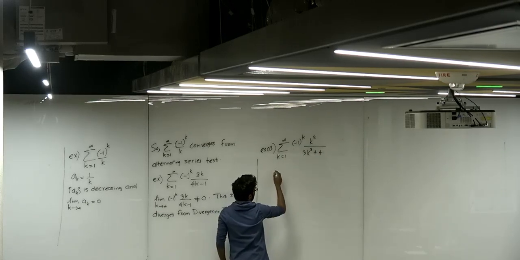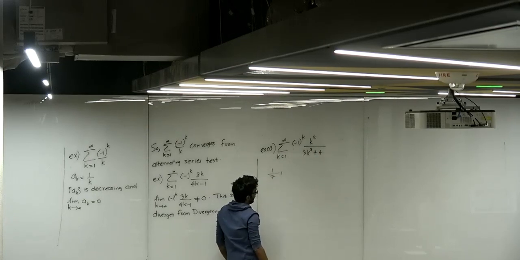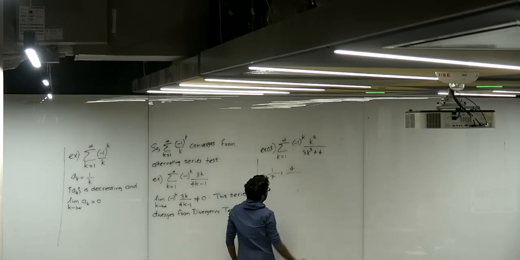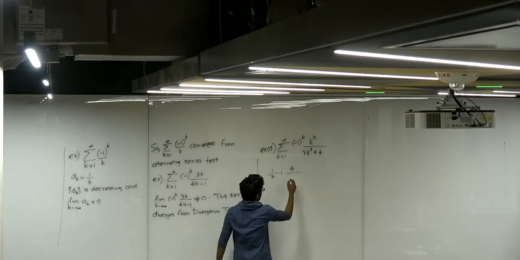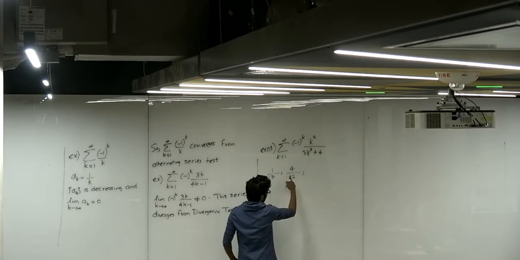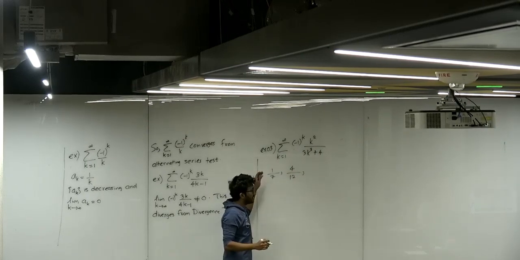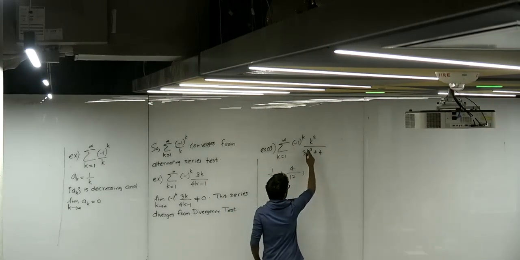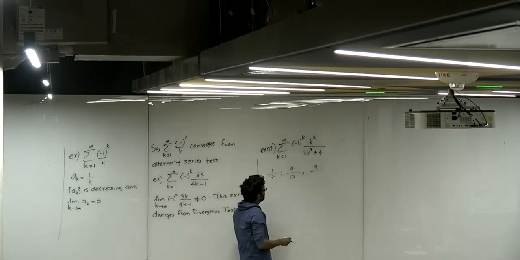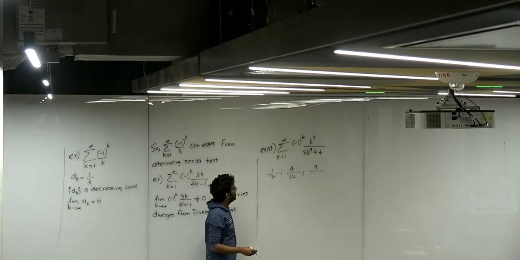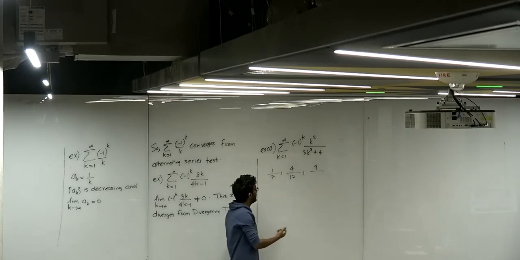If you put k equals 1, what would you get? 1 divided by 7. And if you put k equals 2, you would get 4 divided by 8 plus 4, which is 12. It's kind of increasing, right? But when k is getting bigger and bigger, it starts to decrease. Suppose k equals 3, then what would you get? 9 divided by 3 to the power 3 is 27, multiplied by 3 is 81, plus 4 is 85.